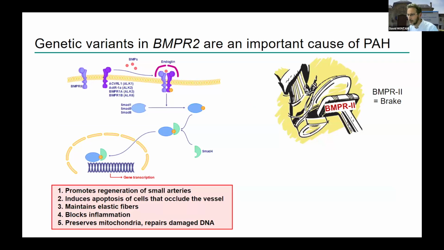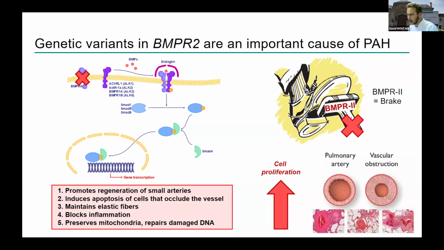What is exactly BMPR2? BMPR2 is a protein, a receptor that plays a role of brake for proliferation of cells in the pulmonary vascular bed. So when BMPR2 works, it plays a role of brake and avoids proliferation of cells of pulmonary arteries. But when you have a mutation of BMPR2, you have no brake, and there is an increase of the proliferation of cells that progressively induces pulmonary arterial remodeling and PH.